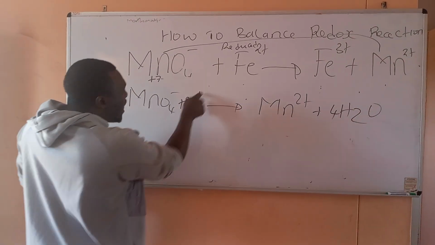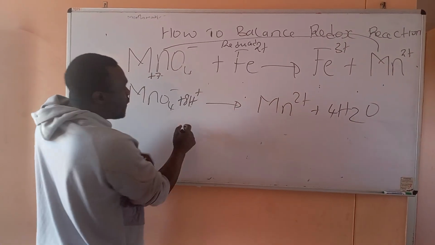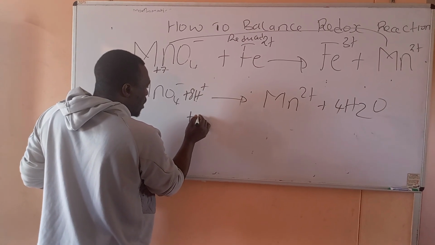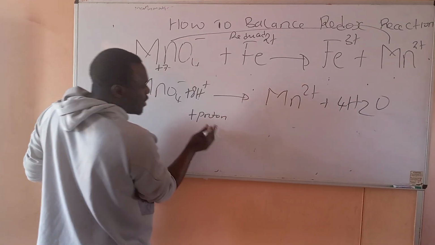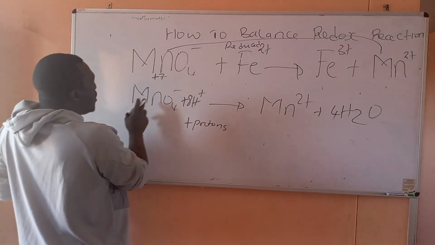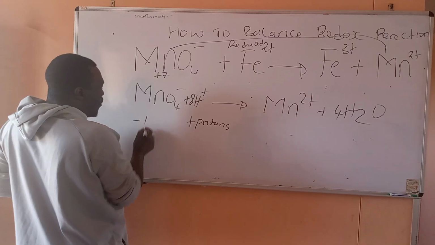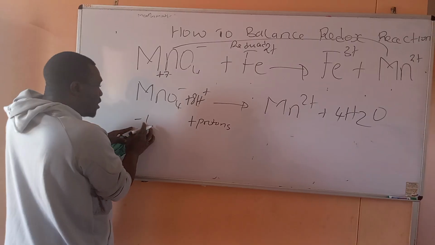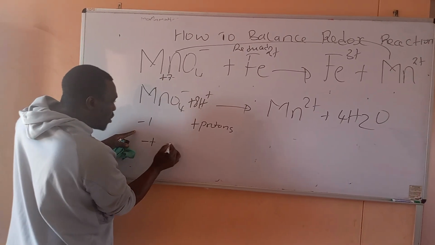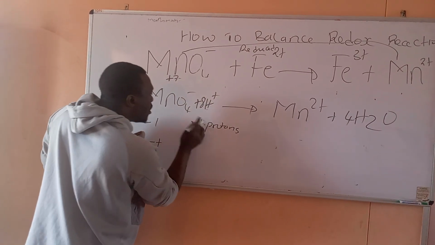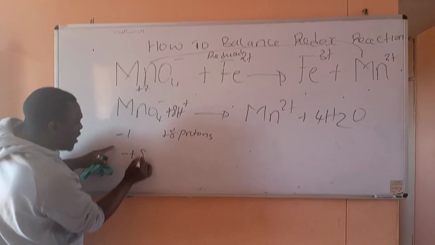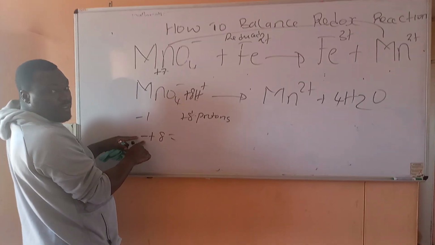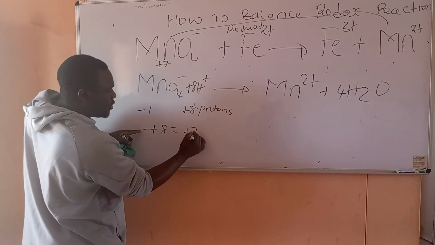Now, this times this will give me 8 protons. Which proton is positively charged? 1 times this will give me negative 1 electron. Are we there? So let's add it. Negative 1 plus 8, big number, different sign. Take the smaller number from the bigger number and give the sign of the biggest number. So it's plus 7.